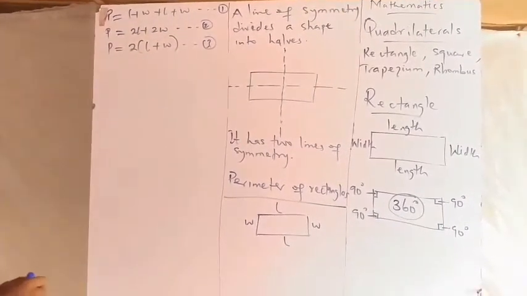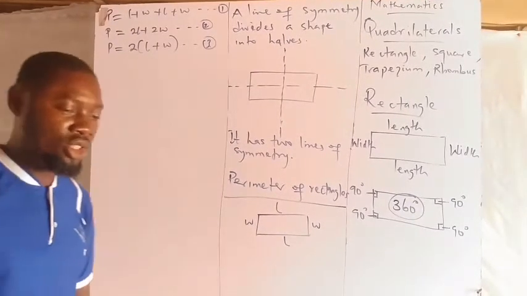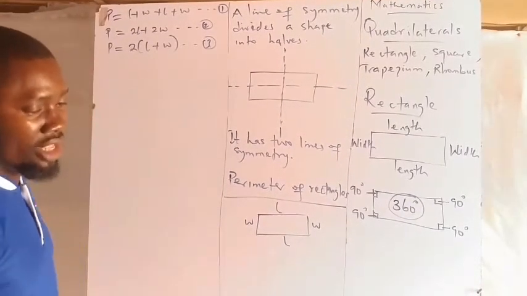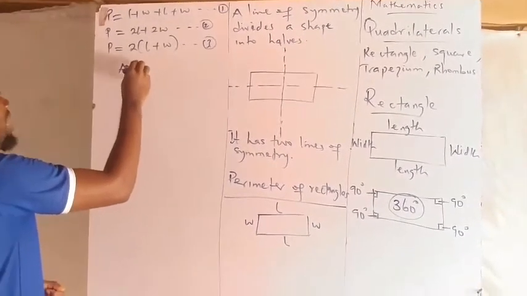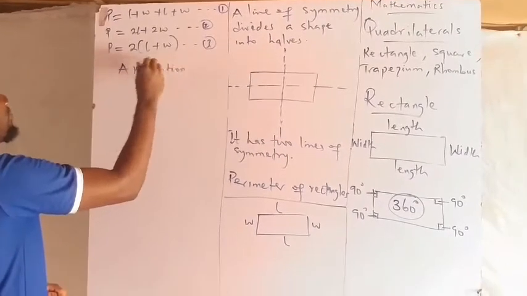So the first formula is L plus W plus L plus W. The second formula is 2L plus 2W. And the third one is 2 into L plus W. You can use these formulas in solving problems, application.